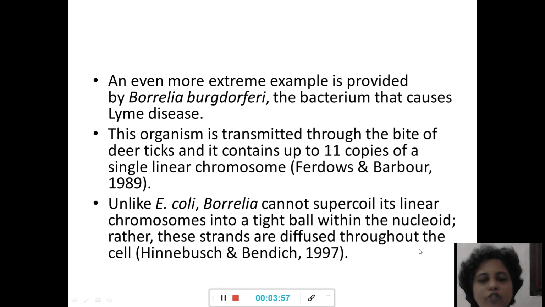Another feature of Borrelia is that, unlike E. coli, where we always have the concept that DNA is supercoiled so that it becomes a tight ball within the nucleoid, the linear chromosome of Borrelia cannot be supercoiled into a tight ball. Here the strands are found diffused throughout the cell. I can show you the paper with the picture, but I cannot cite it because of copyright, so we can just browse and see how that picture looks.